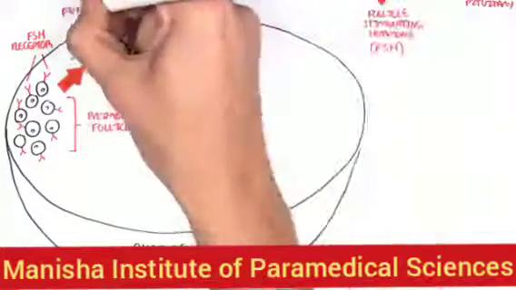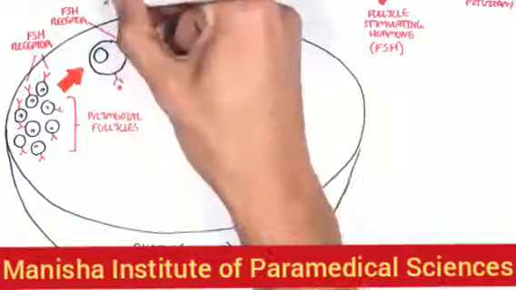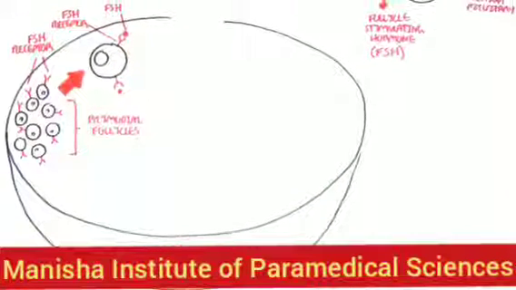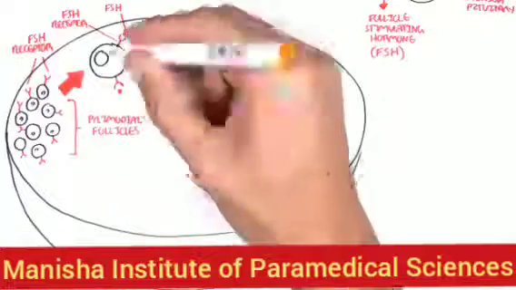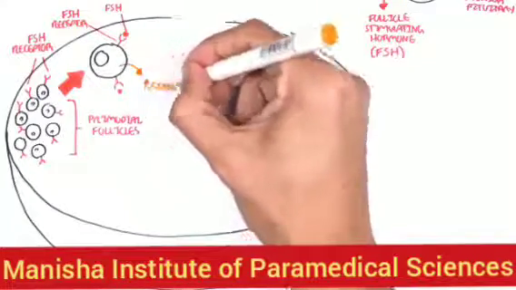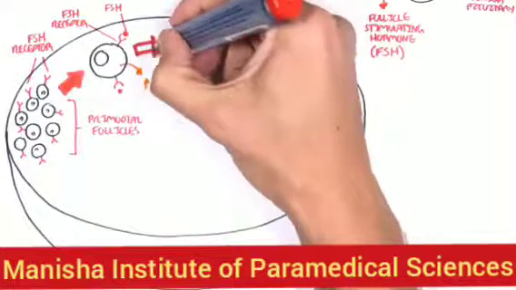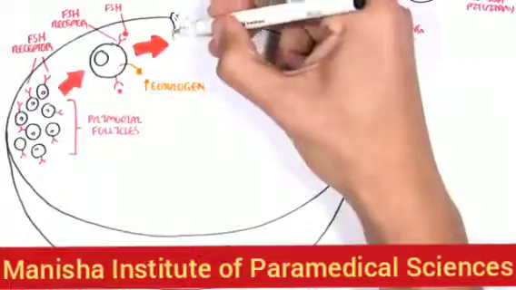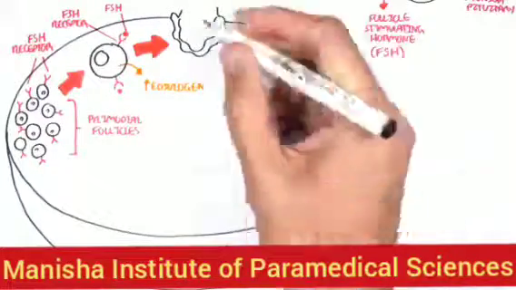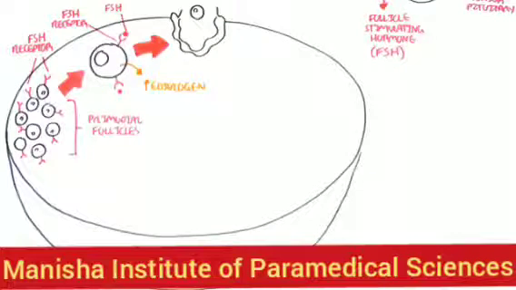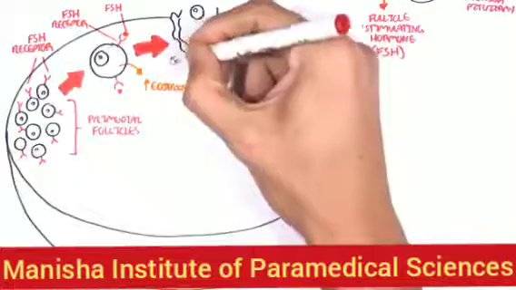And as these follicles mature, they begin producing estrogen. So we can say that FSH's role is for follicle maturation as well as estrogen production indirectly. However, only one follicle will mature faster than the rest. This is because it has the most FSH receptors, or a higher affinity for FSH. And it is this follicle that will ovulate and release the egg.